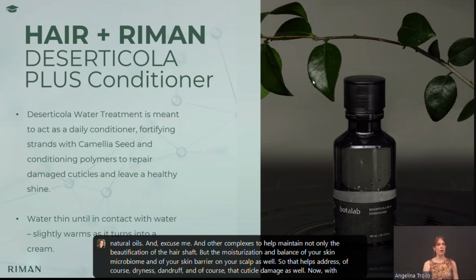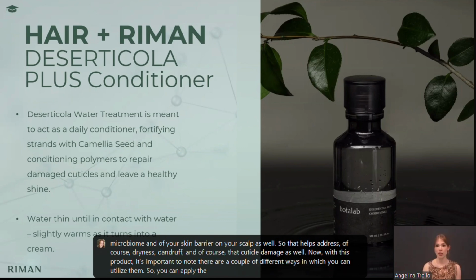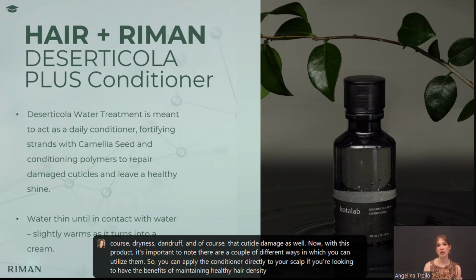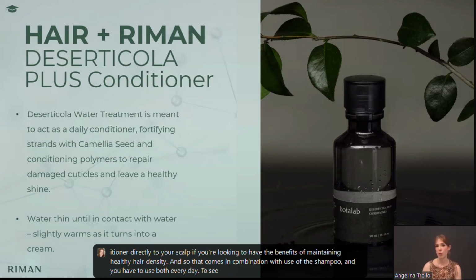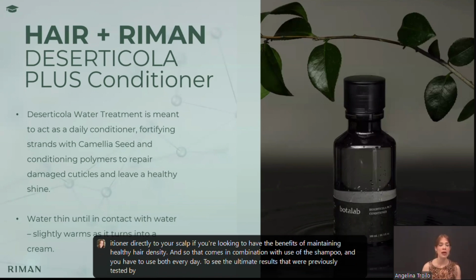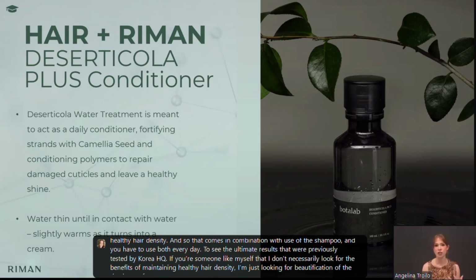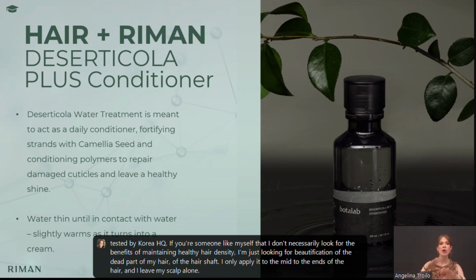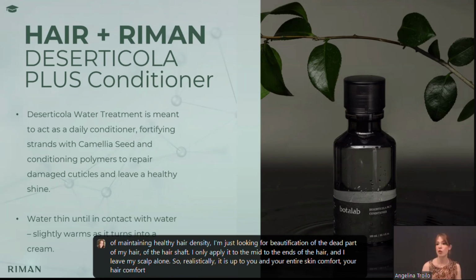Now, with this product, it's important to note there are a couple of different ways in which you can utilize it. So you can apply the conditioner directly to your scalp if you're looking to have the benefits of maintaining healthy hair density. And so that comes in combination with use of the shampoo. And you have to use both every day to see the ultimate results that were previously tested by Korea HQ. If you're someone like myself who doesn't necessarily look for the benefits of maintaining healthy hair density, and I'm just looking for beautification of the dead part of my hair, of the hair shaft, I only apply it to the mid to the ends of the hair and I leave my scalp alone.